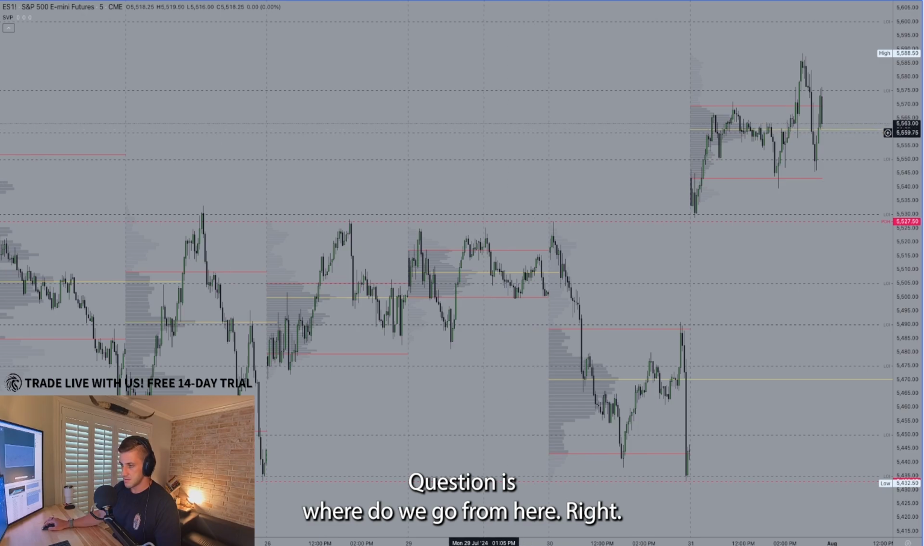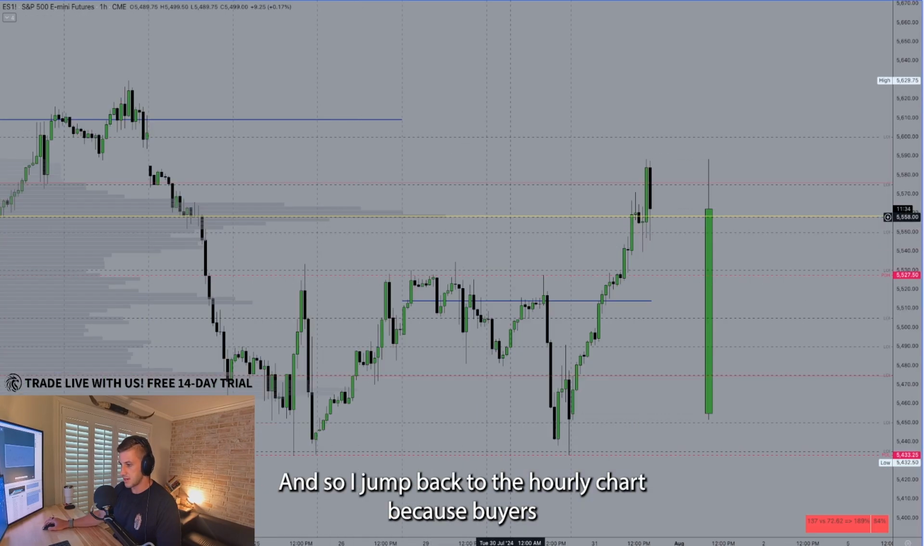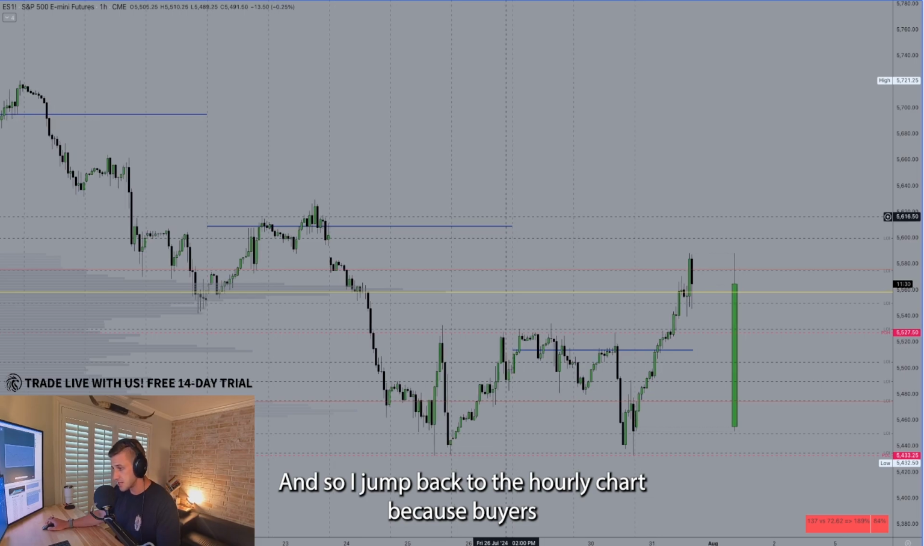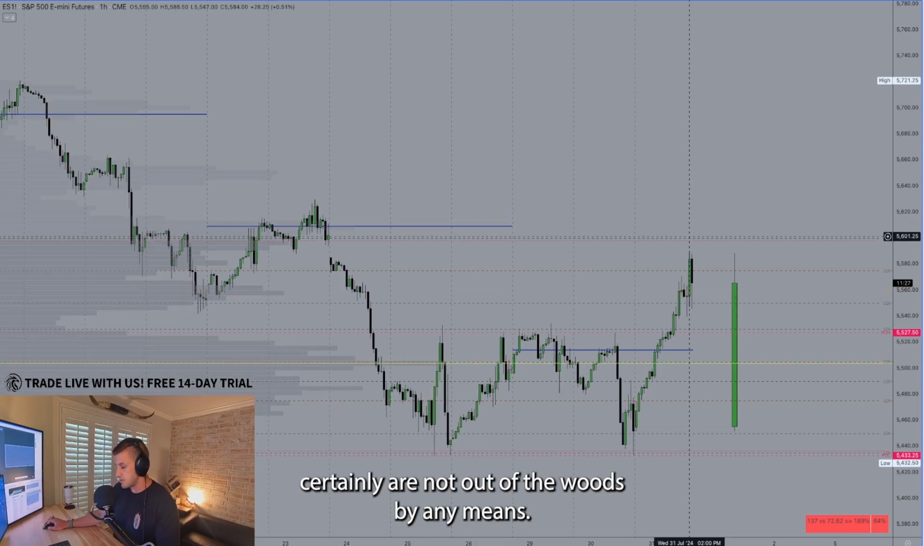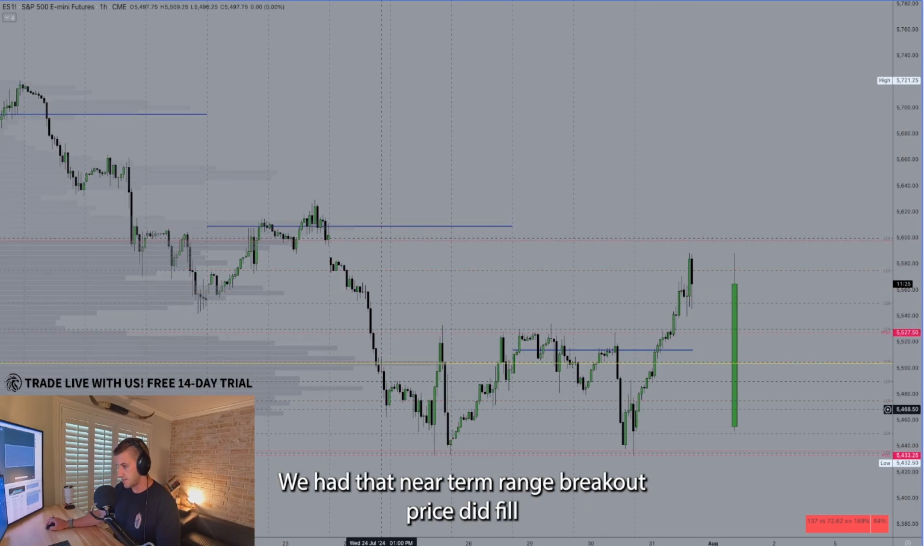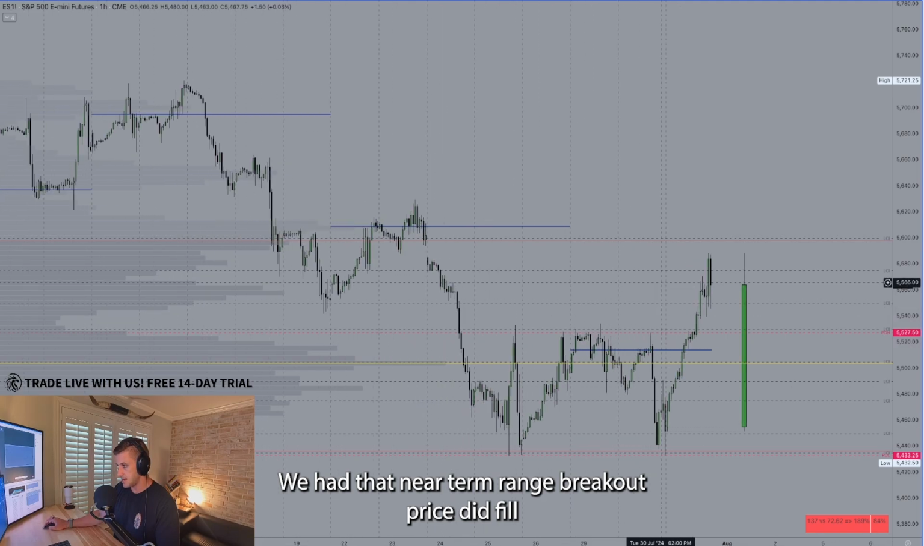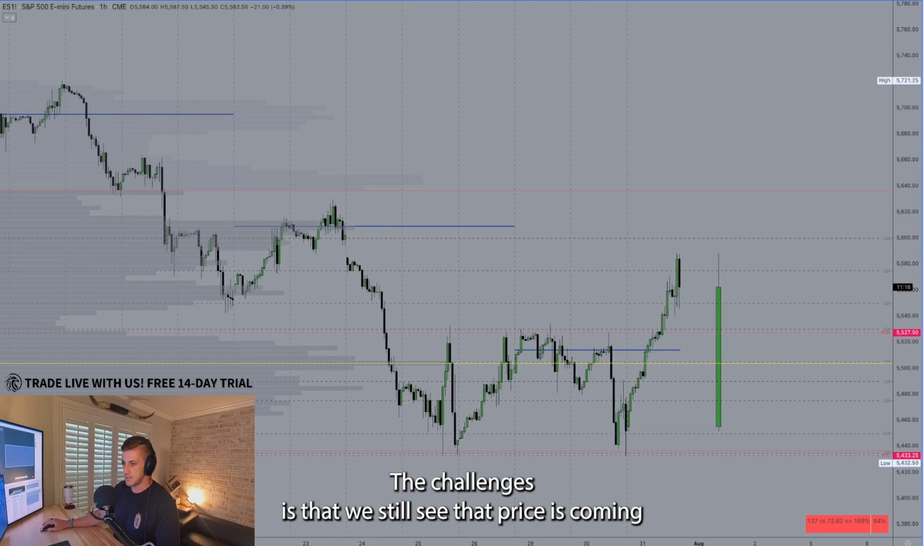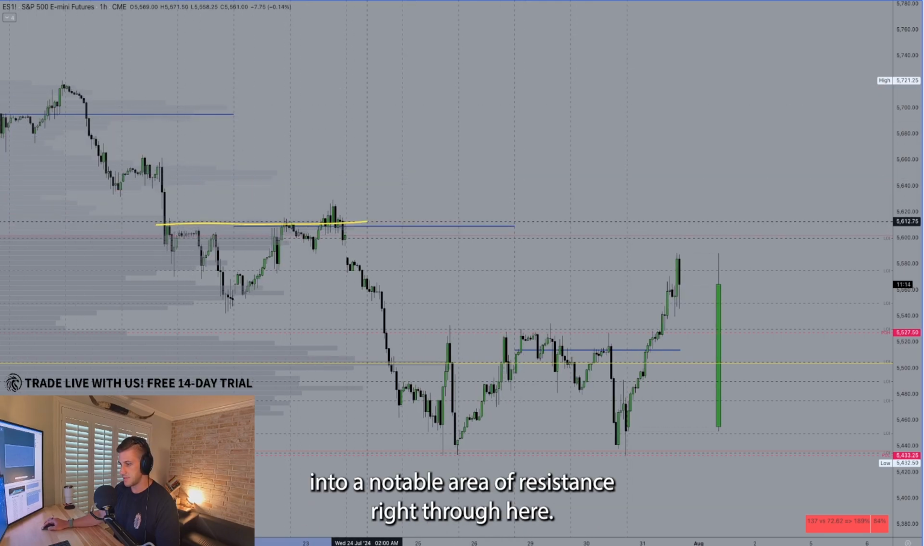Question is, where do we go from here, right? And so I jump back to the hourly chart because buyers certainly are not out of the woods by any means. We had that near-term range breakout. Price did fill most of this gap through here. The challenge is that we still see that price is coming into a notable area of resistance right through here.